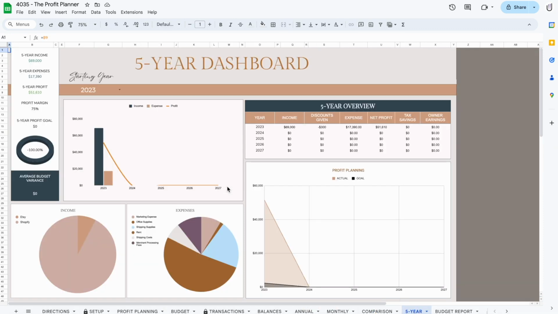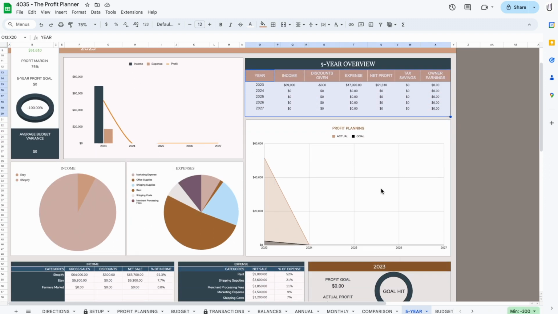Okay, so next up, you're going to have your 5-year dashboard. As a reminder, this is a 5-year multi-year spreadsheet. So the 5-year dashboard is really to show you how your business is trending on different categories over a 5-year period. So you'll see how your income, expenses, and profit trends for the full year over a 5-year period, as well as all of that hard data available to the right.